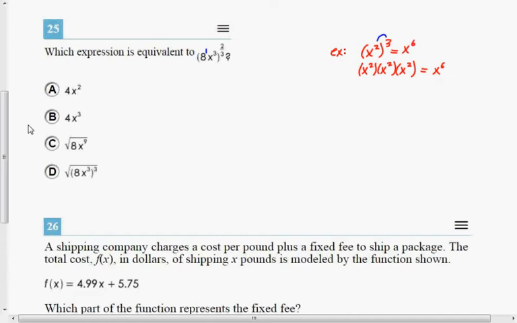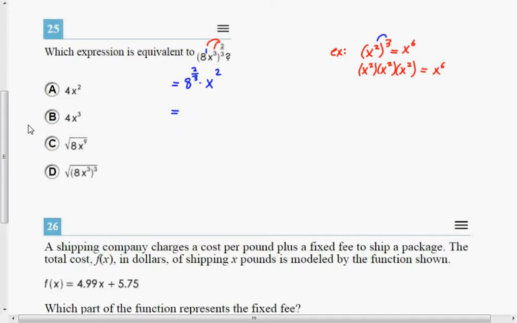If I have 8x cubed to the 2/3 power, then I can multiply the exponent here, and I can multiply it here. So we end up with this: 8 to the 2/3 power times x to the 3 times 2/3. 3 times 2/3, you can grab a calculator if you want to do that. It ends up giving you 2. And so we end up with this: 8 to the 2/3 power times x to the 2nd power.